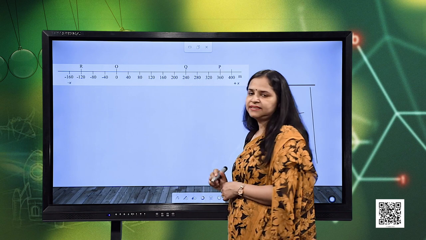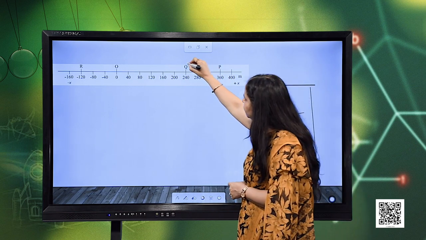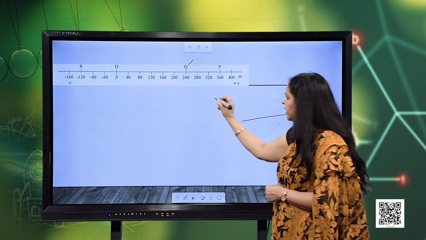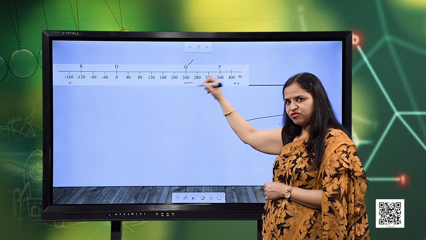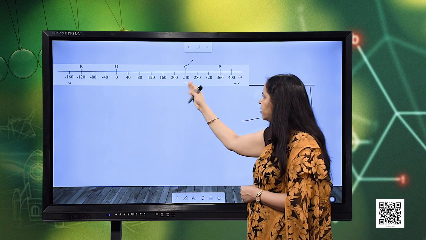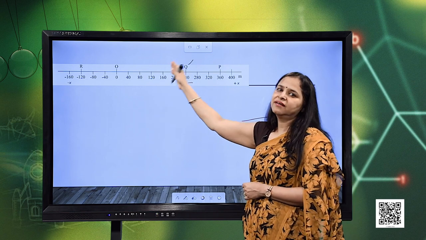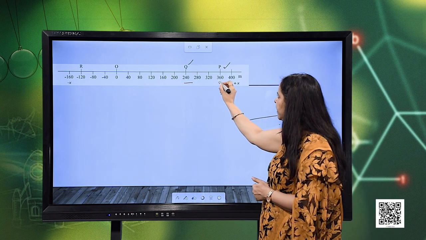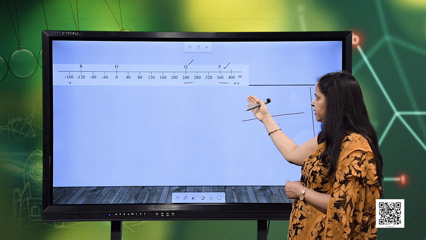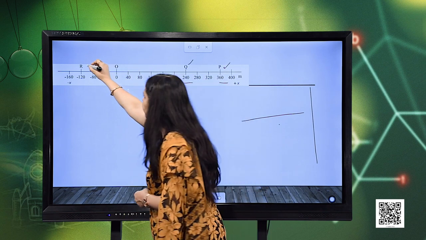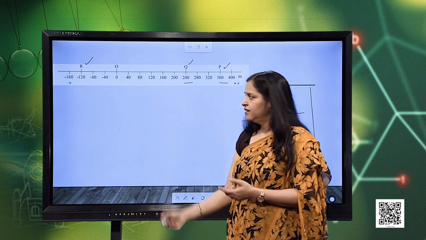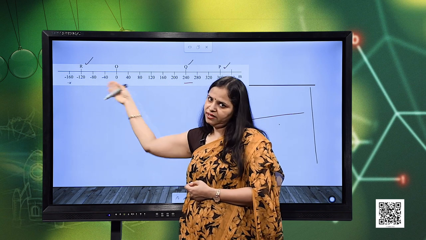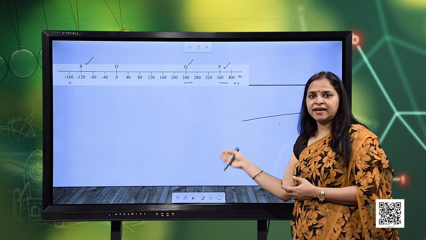Now, for example, I consider the particle is at any instant at this position Q. What is the position of this particle when it is at point Q? Its position is plus 240, towards the right. So it is at 240 meters from the origin, which is the reference point. Suppose the particle is at point P at any instant, then its position will be 360 meters. Then suppose the particle is at this position R. Its position is at a distance of minus 120 meters, or towards the left of the reference point. So this is how we describe the position.